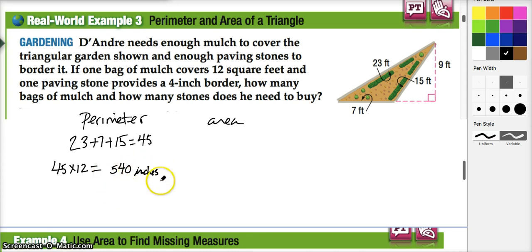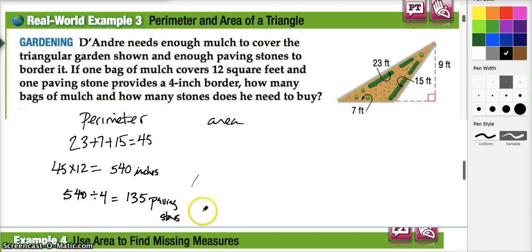Okay, so now that I have these 540 inches, to figure out how many paving stones I need, I'm going to take 540 and divide it by 4. And when I do that, I get 114. It goes in there 3 times with the remainder of 2. Okay, I need 135 paving stones. That wasn't too bad. All right, let's check out the bags of mulch over here.